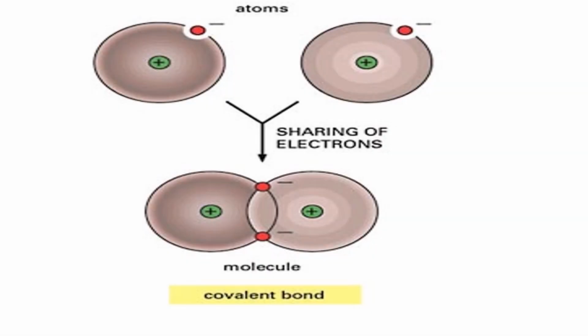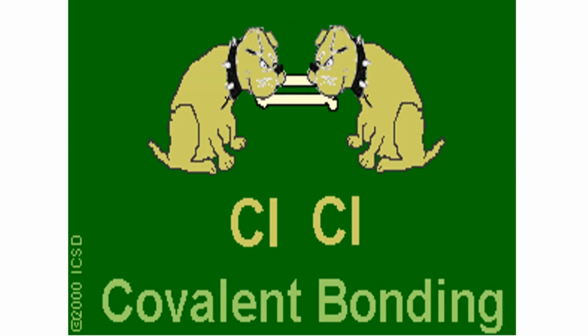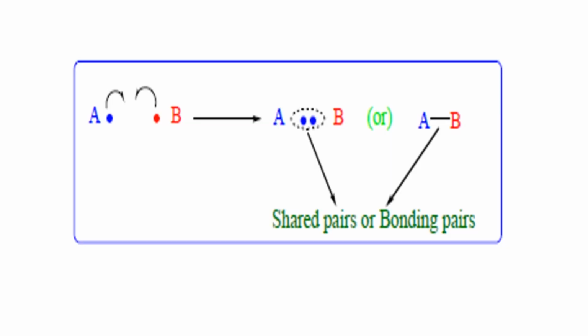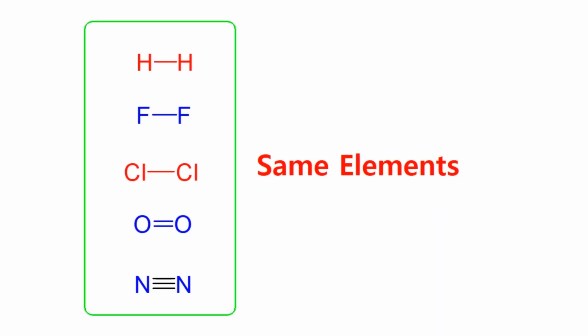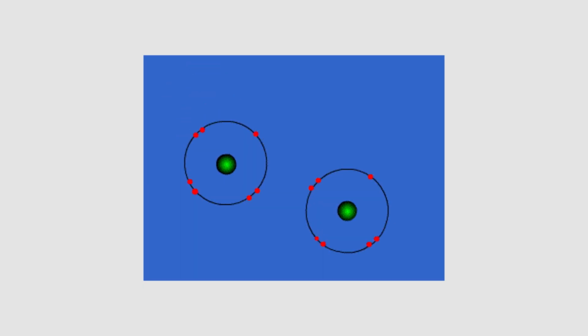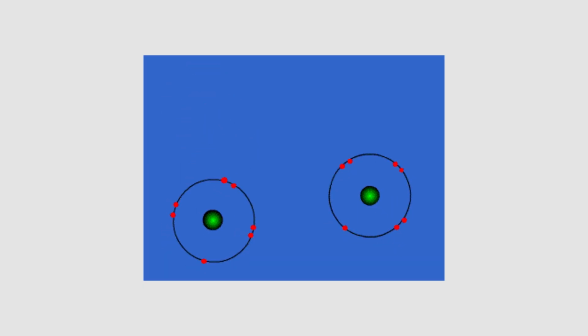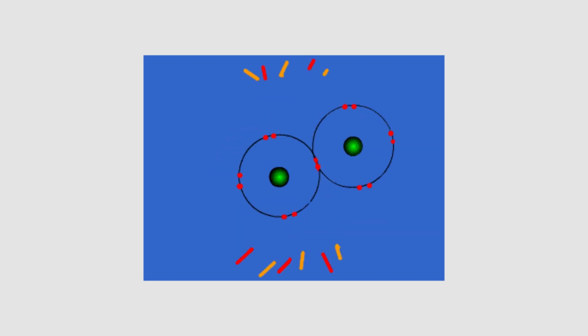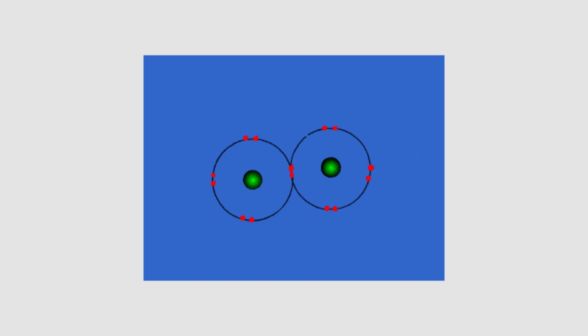Today let us learn about covalent bond with examples. A covalent bond is a chemical bond that involves the mutual sharing of electron pairs between atoms. These electron pairs are known as shared pairs or bonding pairs. This type of bonding occurs between two same elements or different elements. Usually each atom contributes one electron to form a pair of electrons that are shared by both atoms.